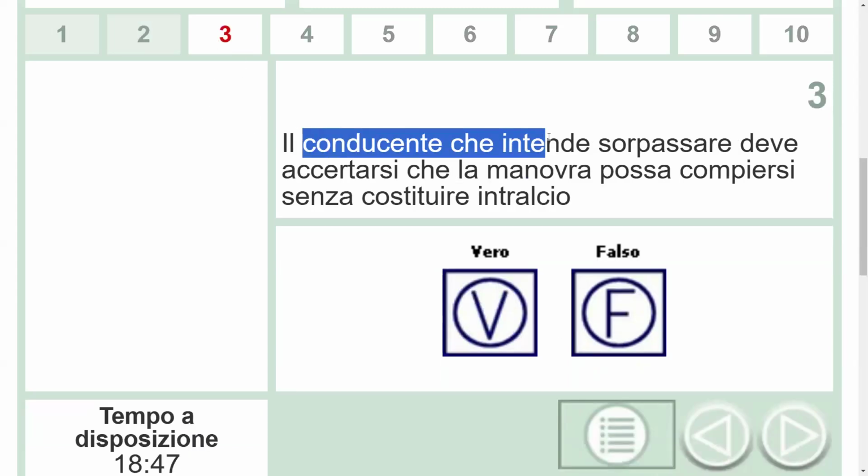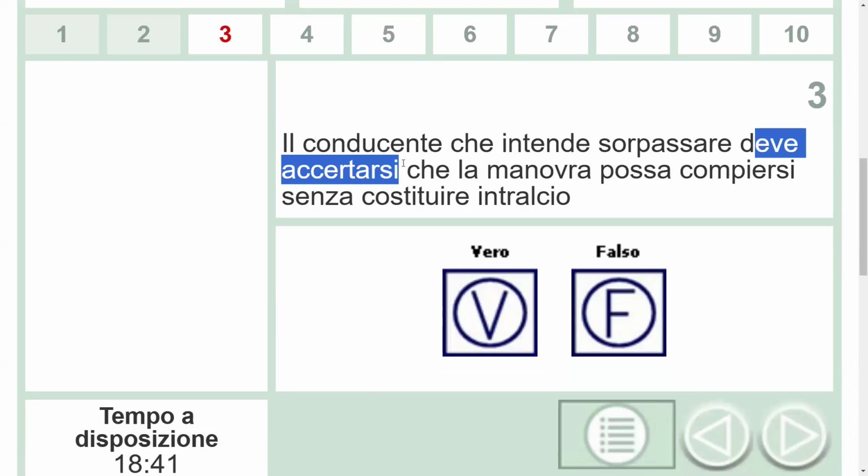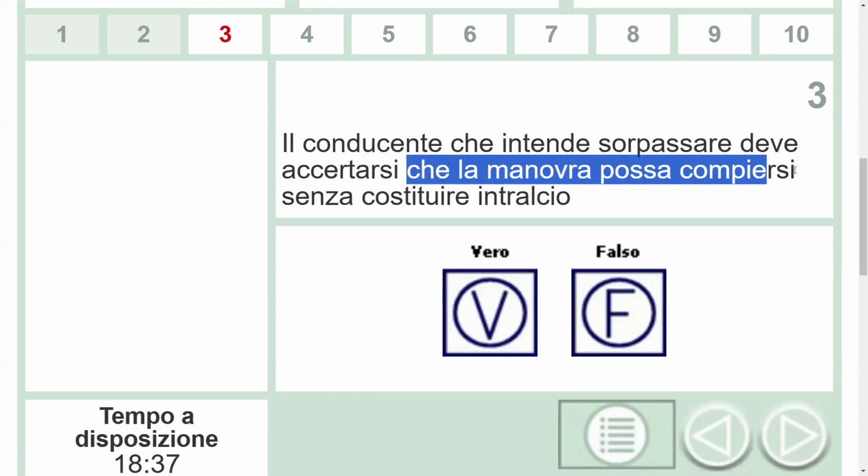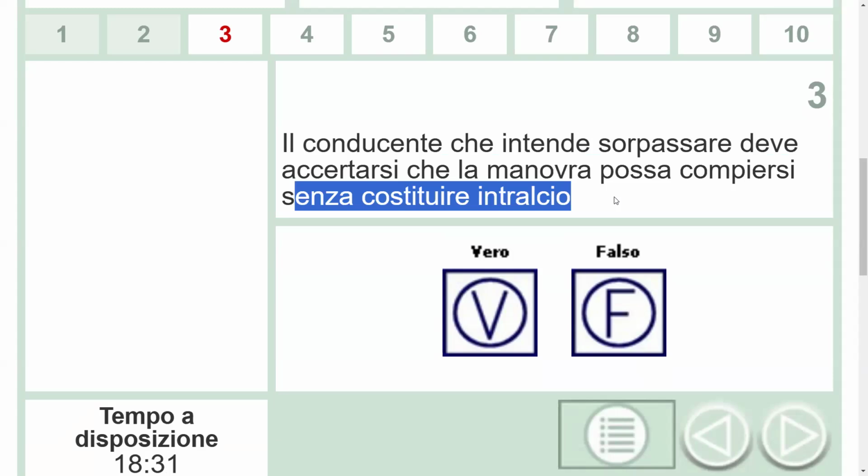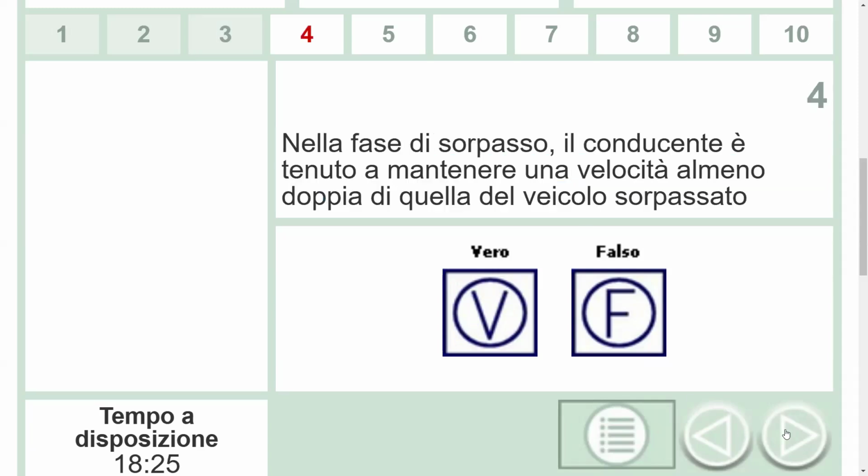Now, il conducente che intende sorpassare, the driver who intends to overtake, deve accertarsi, he must ensure, accertarsi means to be dead sure, che la manovra possa compiersi, that he is able to complete that maneuver senza costituire intralcio, without causing obstacle to the traffic. And the answer is, well, good nod, yes, vero.